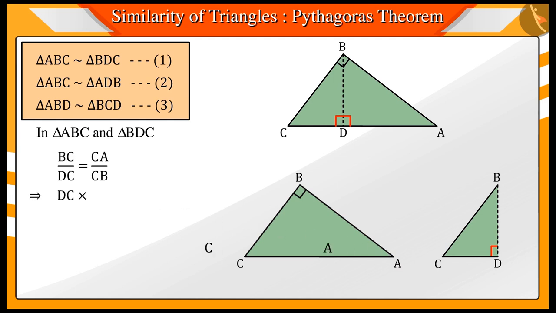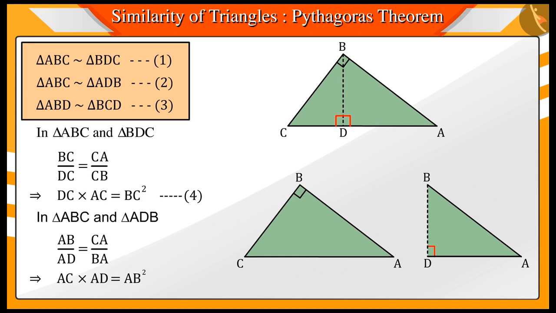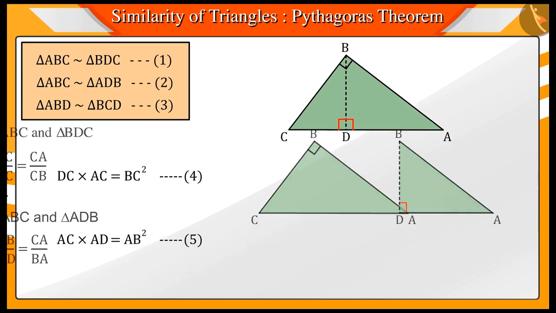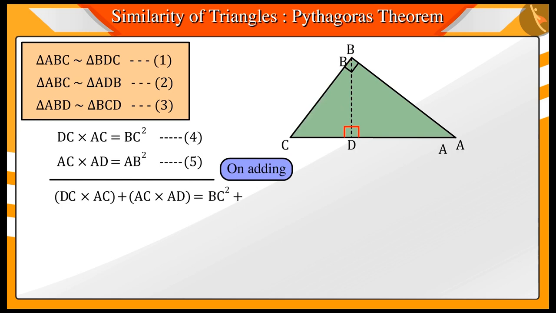By cross-multiplying, we get DC times AC is equal to BC square, which we can show from equation 4. Similarly, with the help of equation 2, we get AC times AD equal to AB square, which we can show from equation 5. Now, if you add equation 4 and 5, we get DC times AC plus AC times AD equals BC square plus AB square.